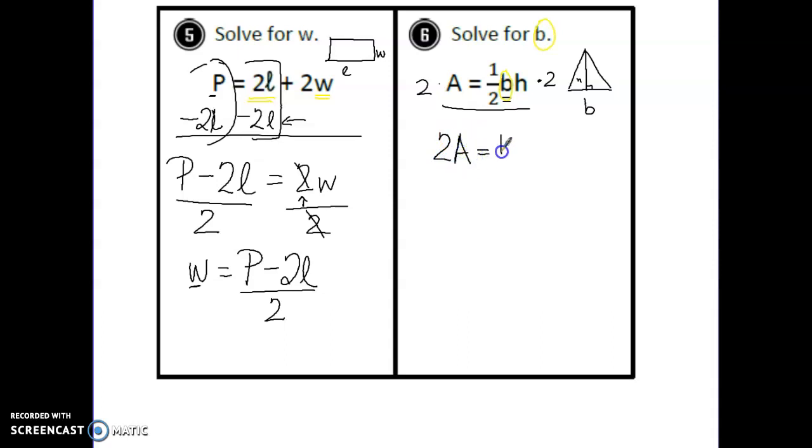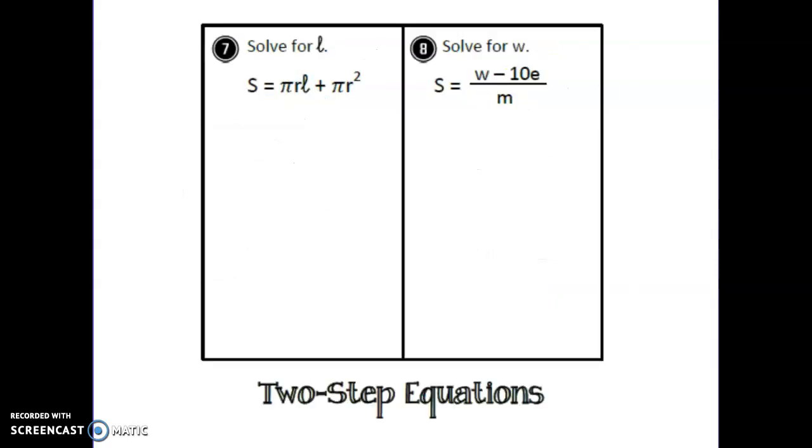2A equals B times H. I'm looking for B and I've multiplied it by this H. H is a number. So to do the inverse operation, I am going to divide both sides by H. Then those factors cancel out. I've solved for B, the base of my triangle. It was 2A divided by H. You're always doing the inverse operations. Pause the video quick, and then I want you to try and come back and see if you could solve these.